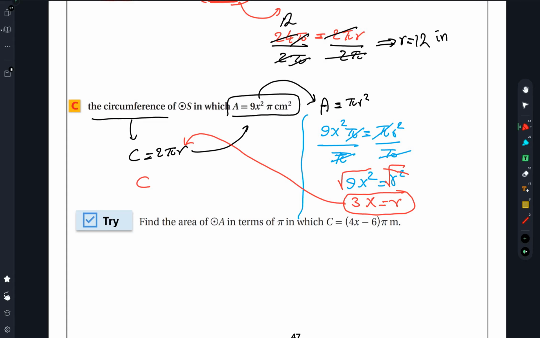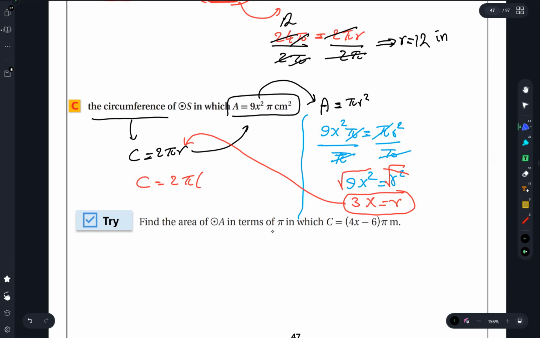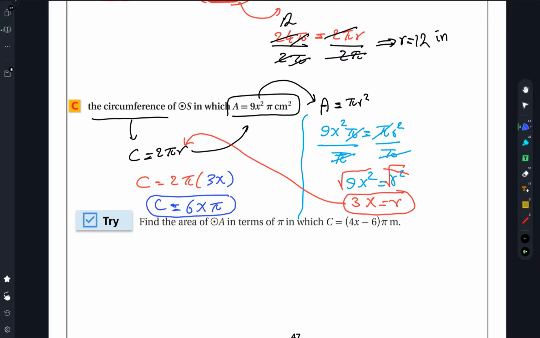So I will get C equals 2 pi times, let's change the color again, times how much? Times 3x. When you multiply, C equals how much? 3 times 2 equals 6x pi. This is the value of C.